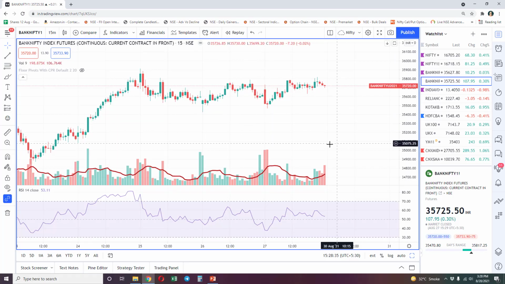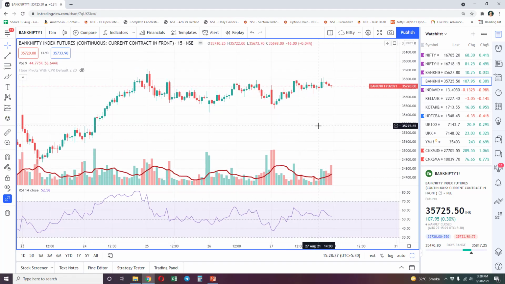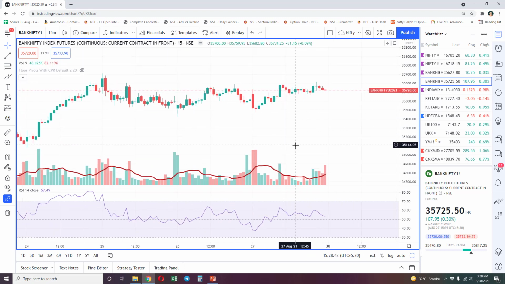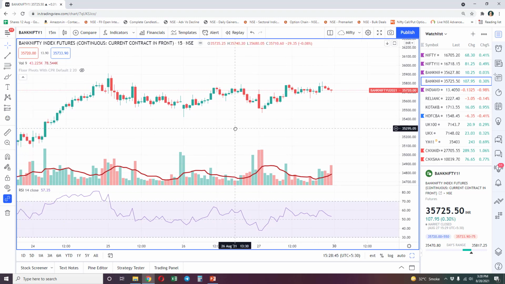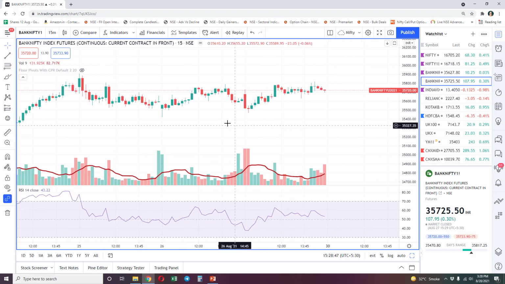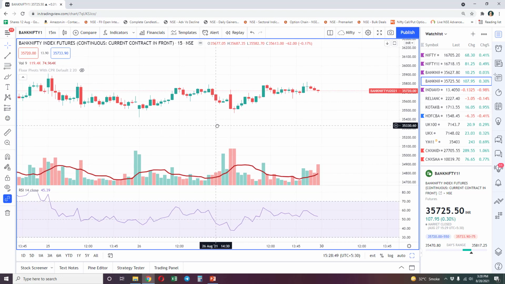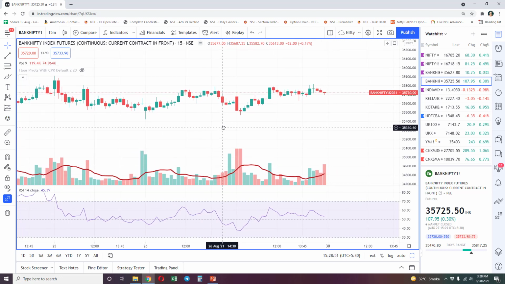So let's go to the chart of Bank Nifty. I have opened the 15-minute chart of Bank Nifty. Now we'll try to find the hammer and shooting star patterns. Tell me in the comment section where you are able to see the hammer pattern and also the shooting star pattern. Just take a guess.